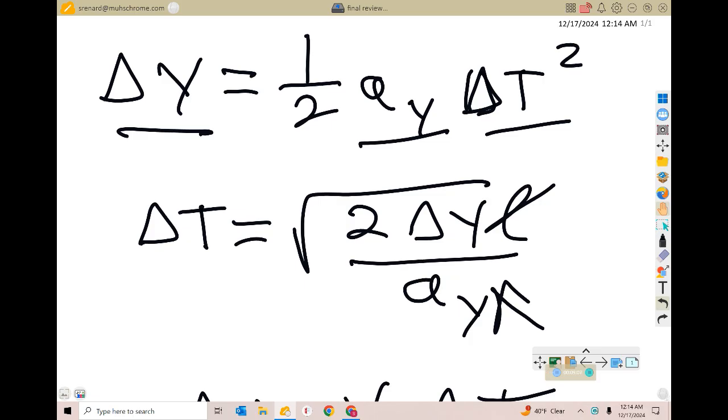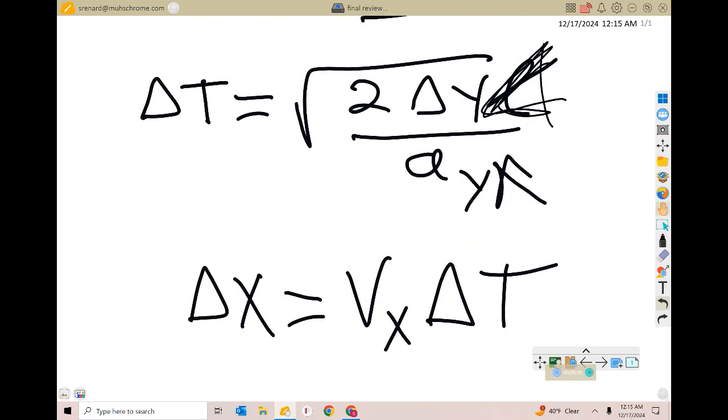And this is the equation it gives us. We put, and these are arrows right here, 2 times the distance divided by the acceleration down there.